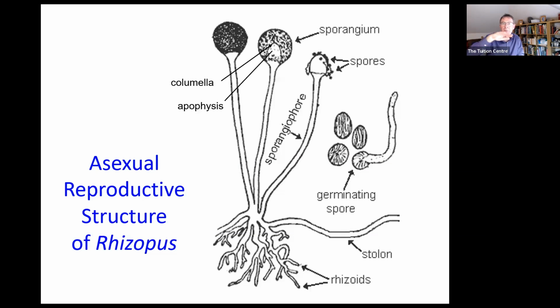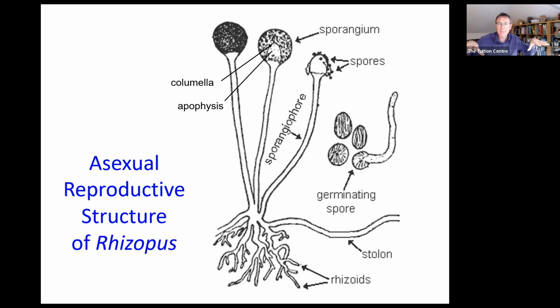At some stage, usually gravity will pull it back down again. It'll touch the substrate at some distance from the original rhizopus structure, and where it does that, it throws out more rhizoids. More rhizoids will grow into the substrate, anchoring it, and it could then grow another sporangium. So this is one way that it can grow asexually.